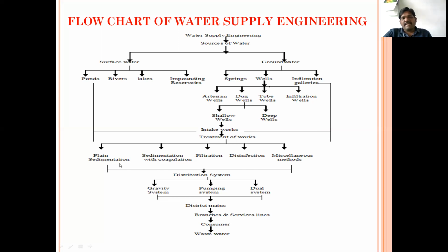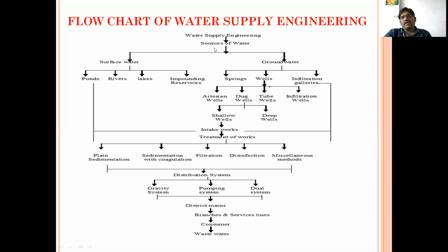After the completion of all these categories, the water will enter into the distribution system. From the distribution system, based on gravity, or pumping, or both gravity and pumping, the water will reach the district mains. From the district mains to branches or service lines and consumers, and again the wastewater enters into recycling. This is what the flow chart is about.